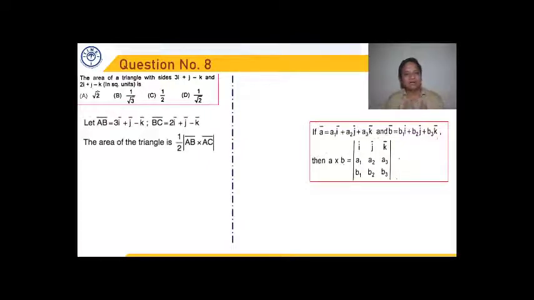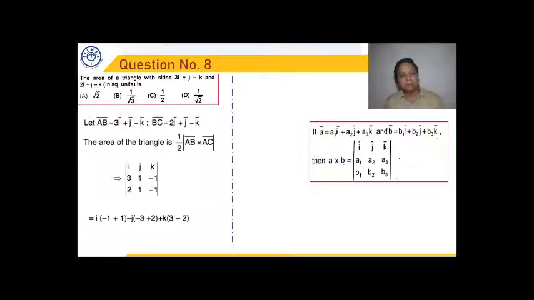The area of the triangle is half modulus AB cross AC. So let's first take AB cross AC. First row i, j, k. Coefficient of the first vector is the entries in the second row. Coefficient of the second vector has corresponding values in the third row. So i, j, k, then 3, 1, minus 1, 2, 1, minus 1. Now let's expand along the first row.